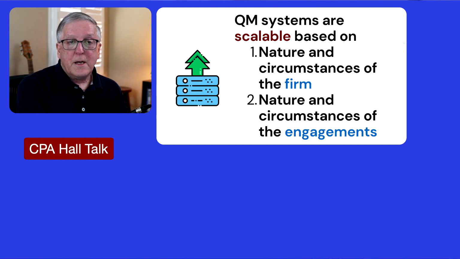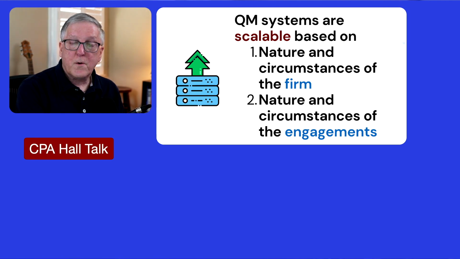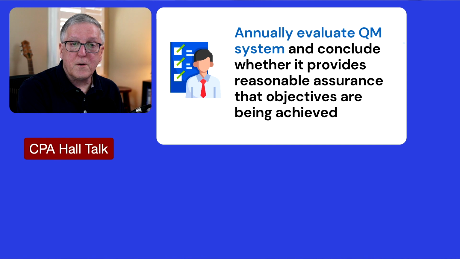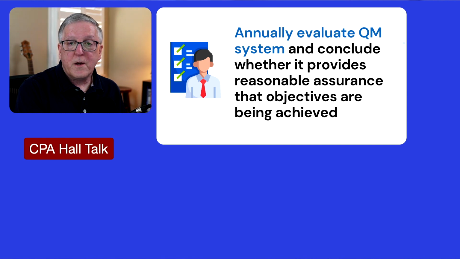One thing we see in the standards, which is a nice thing, is that your QM system is scalable. So if you're a small firm and you only do, say, compilations, your QM system will be much simpler than a firm that's doing audits. Now, you're going to look at the nature and circumstances of the firm. You're going to look at the types of engagements you do to determine how much risk you have. And then once you do that, you're going to annually evaluate your QM system and then conclude about whether it provides reasonable assurance.